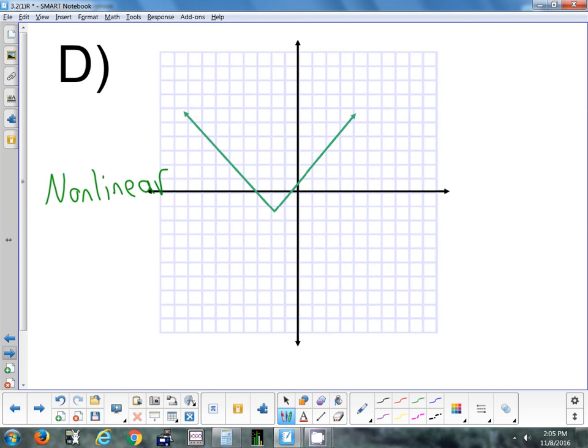So basically, if it's not a straight line, it's non-linear. The word is in there, line. So if it's not a straight line, then it's non-linear. If it's a straight line, it's linear, unless it's horizontal. Good, Liam. All right, so non-linear for D.